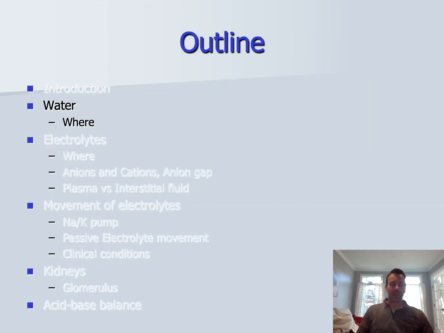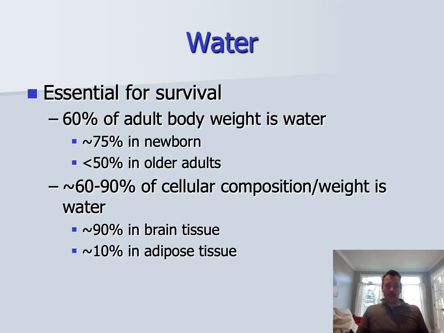Let's first talk about water. Water is obviously essential for survival. About 60% of the adult body weight is water. In newborns, that percentage is higher, and it's lower in older adults. About 60 to 90% of cellular composition or weight is water. In the brain tissue, that number is really high. It's about 90%, whereas in fat tissue, it's pretty low, around 10%.